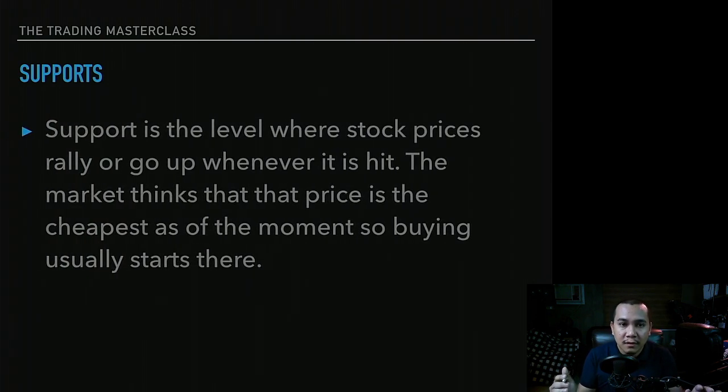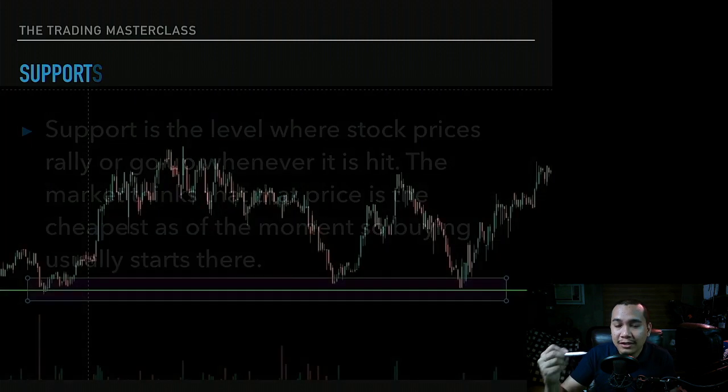Right, so supports, this is one of the things that you need to understand for this strategy. Support is the level where stock prices rally or go up whenever it is hit. The market thinks that the price is the cheapest as of the moment, so buying usually starts there. And I am talking about price action in the charts, right?